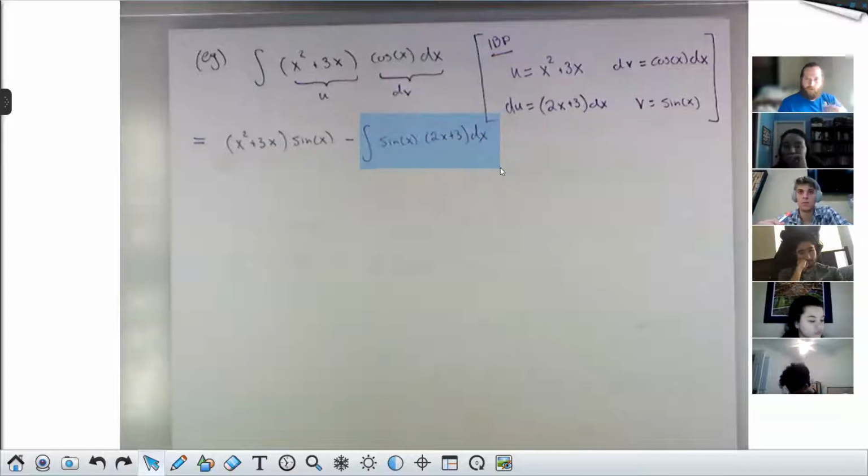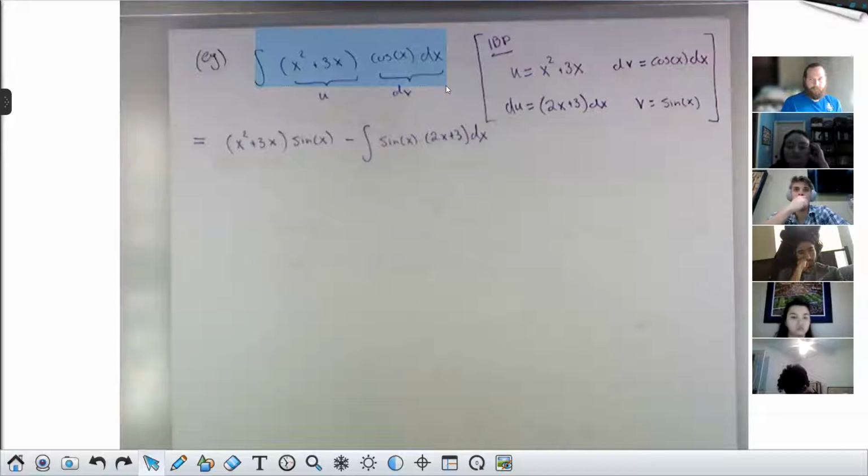Like I said last time, what you should do is look at this integral and ask, is this better than the integral I started with? Is this easier than this? They're quite similar. But what's happened is that the degree of the polynomial piece, which was originally 2, right? This was originally a quadratic polynomial, has gone down. This is now a degree 1 or linear polynomial.